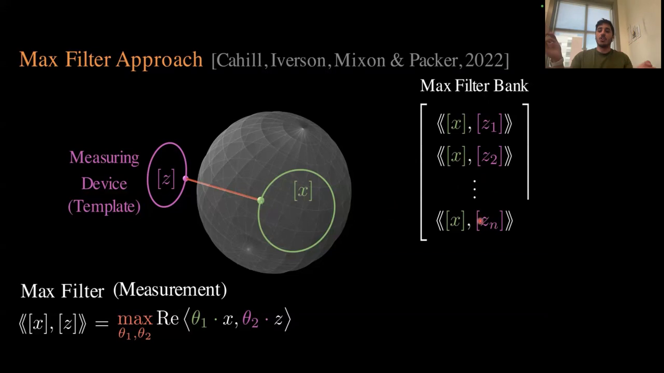How do you take measurements? You minimize distance, and then you take an inner product between the distance minimizers. Minimize distance to this other guy, take an inner product between the distance minimizers. Collect them into a vector of measurements. There's n of them, and that vector of measurements will be your phi of x, and you call that the max filter bank.